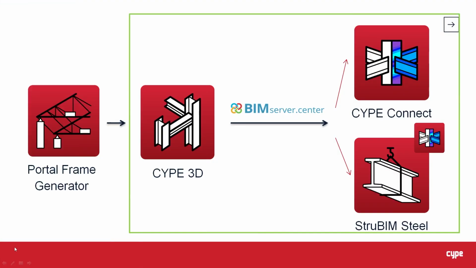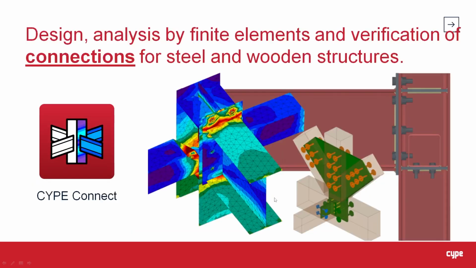Moving forward from Cype3d, we have a decision to make, and that is which workflow we're going to be following. Are we going to continue our training with Cype Connect or with Strubim Steel still? For that decision to be made, let's comment a little bit on what each software does. In Cype Connect, we are going to be able to design and analyze by finite elements and run the code checks for the few connections that we have left in our structure.